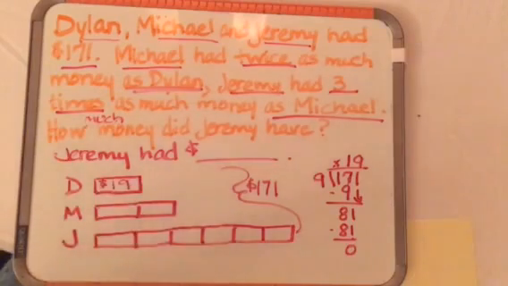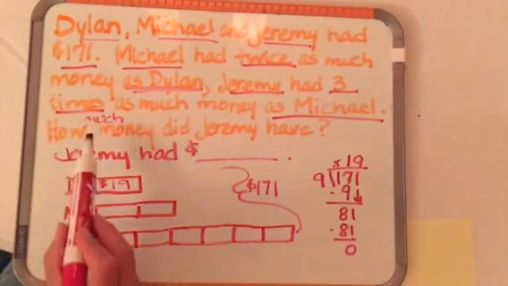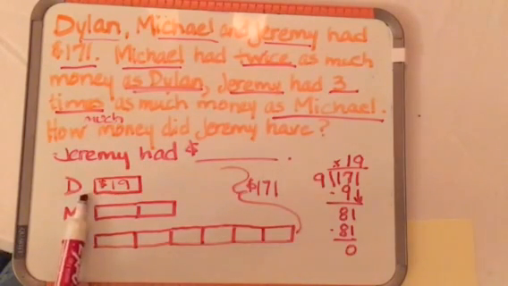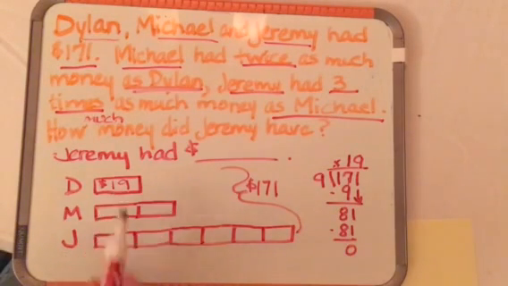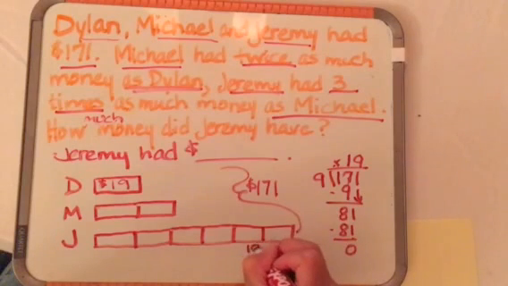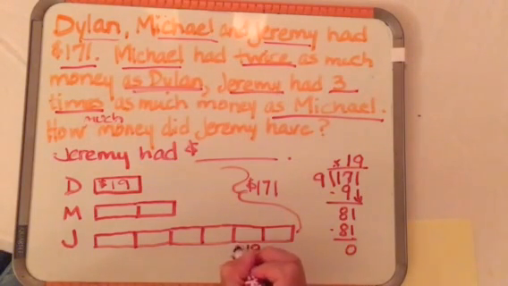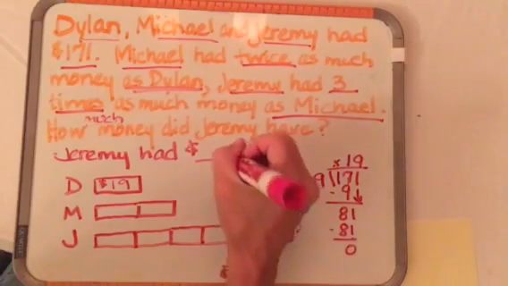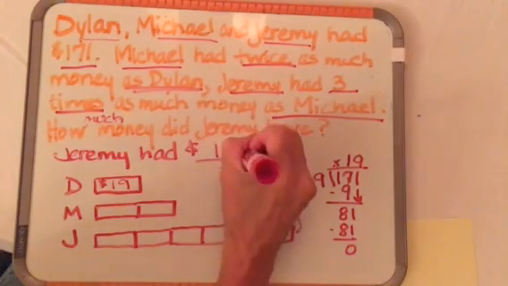They represent $19. So I haven't quite finished the problem yet. It's asking me how much money did Jeremy have, not how much Dylan had. So Jeremy is $19 6 times over. So 19 times 6. And when I work that problem out, I get $114. So Jeremy has $114.